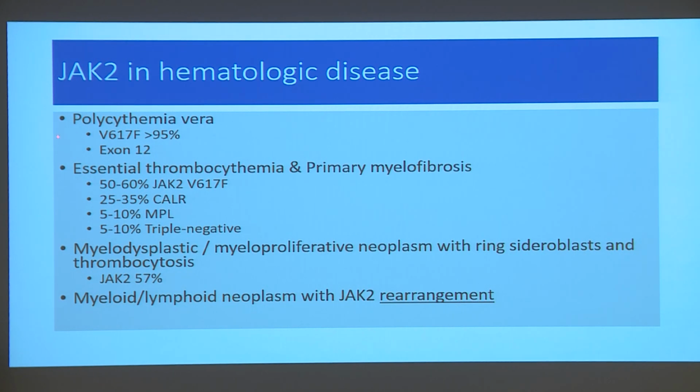JAK2, on the other hand, we see in polycythemia vera, essential thrombocythemia, primary myelofibrosis. For PV, the main point here is you can get the exon 12 mutation, which I'm not speaking about today, but for my purposes, and fortunately for my project, the V617F mutation accounts for more than 95% of JAK2 abnormalities in polycythemia vera.